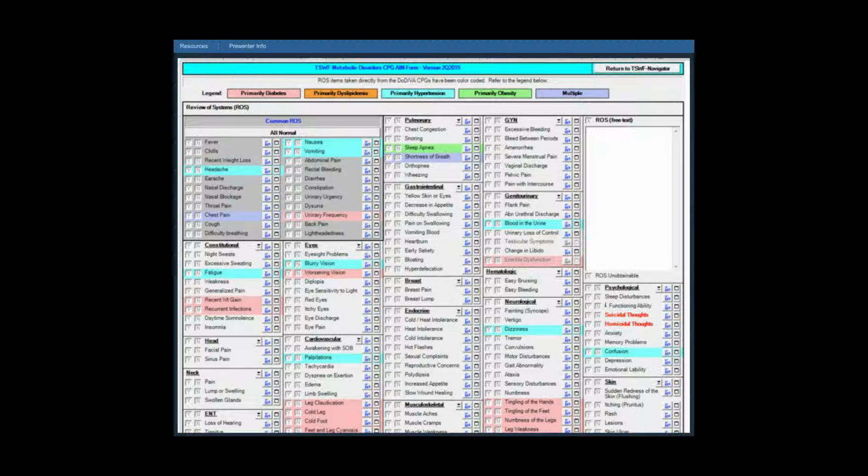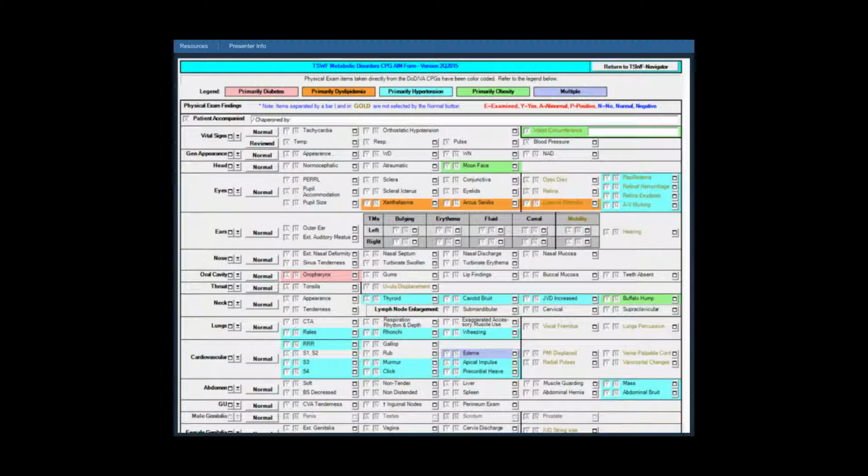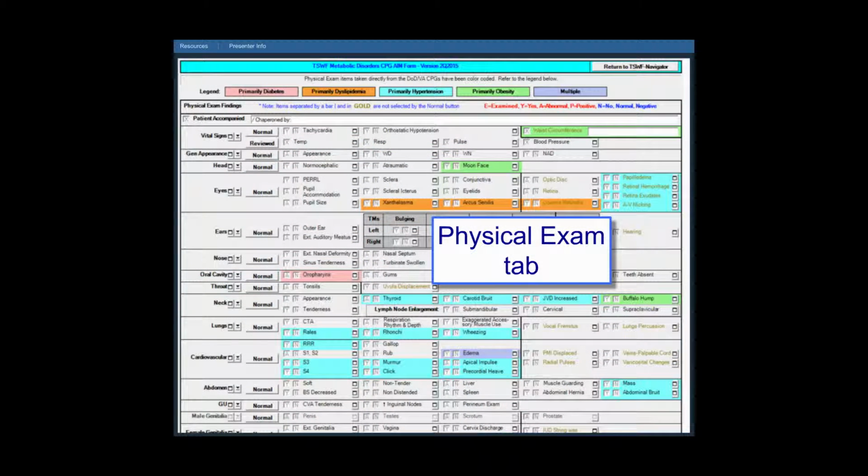Second, there are some additions to the Physical Exam and Review of Systems tabs to make it easier to document specific history and exam elements that are called out in each of the guidelines. We aren't saying that those are a complete exam for the condition, but they are mentioned explicitly by name in the CPGs, and some of these specific elements aren't found on the basic exam on the core AIM form.